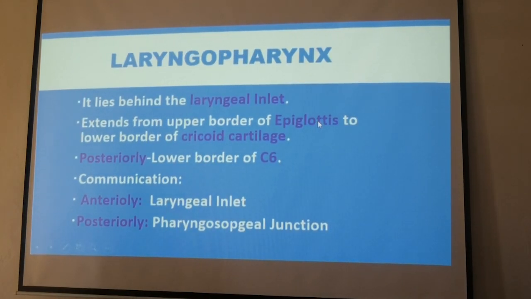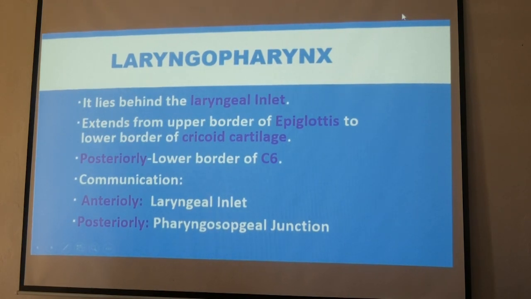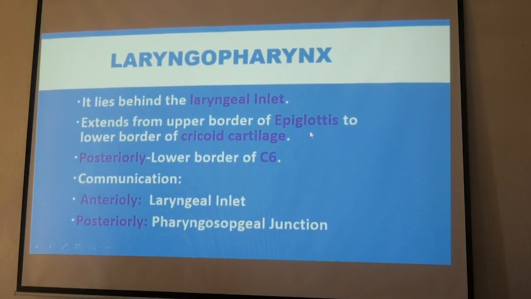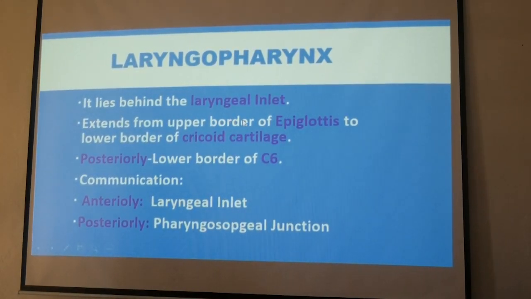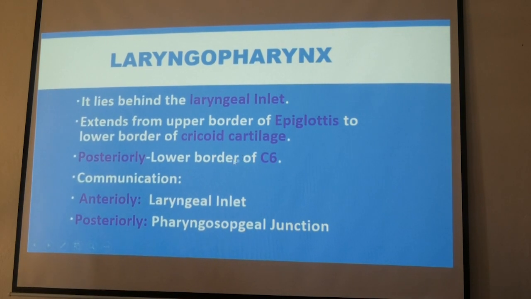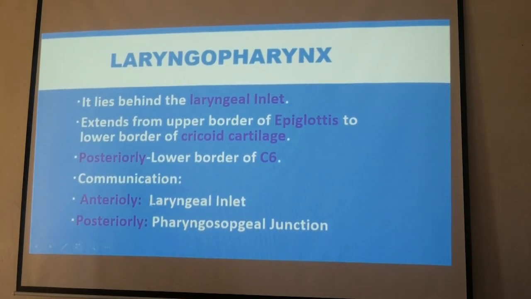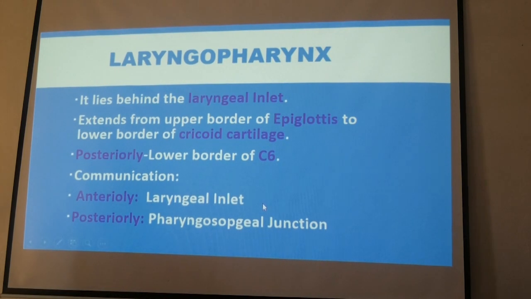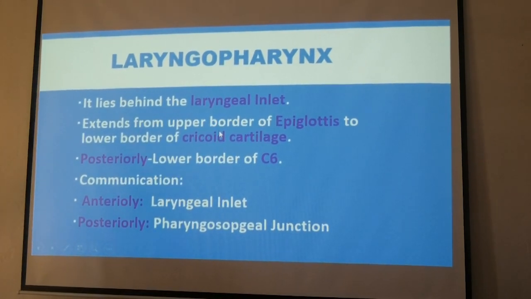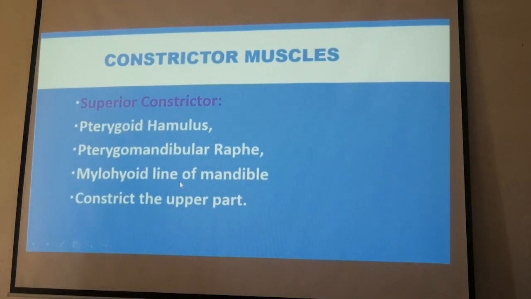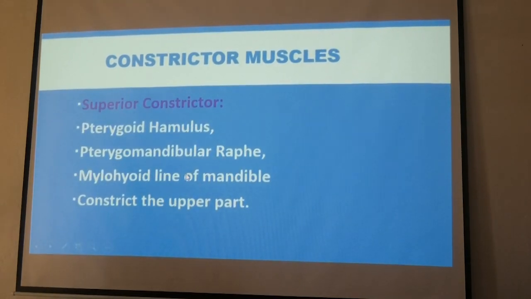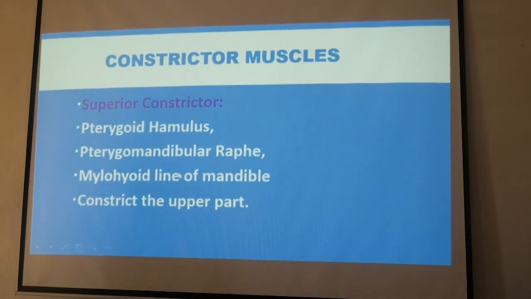Okay. Now laryngopharynx. So it lies behind the laryngeal inlet. Okay, it lies behind the laryngeal inlet, extending from the upper border of the epiglottis to the lower border of the cricoid cartilage. Okay, so between the epiglottis and the cricoid cartilage, that is up to C6. Anteriorly what will be there? Laryngeal inlet, posteriorly there will be the pharyngoesophageal junction. Okay. Now about the constrictor muscle. How many constrictors are there? Superior, middle and inferior. Okay, write down the muscle.